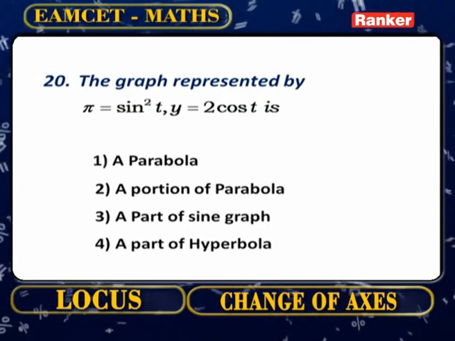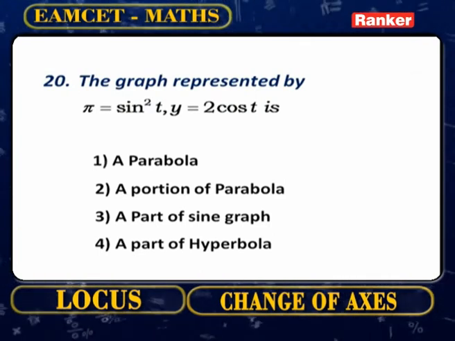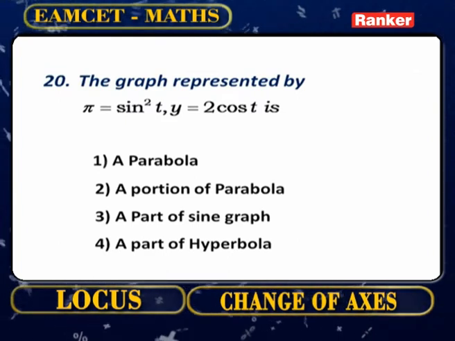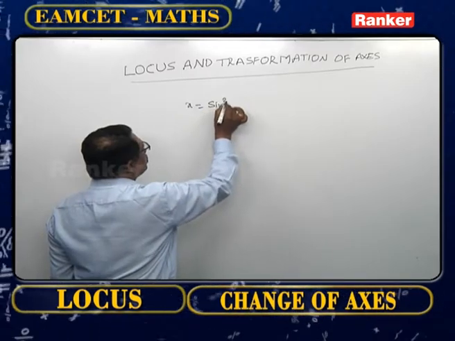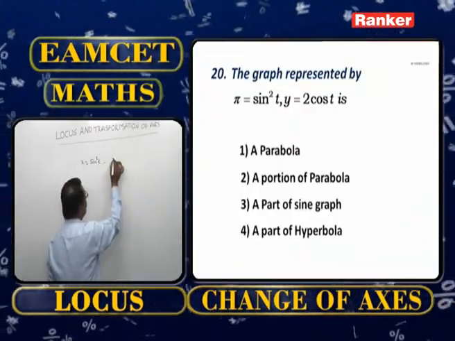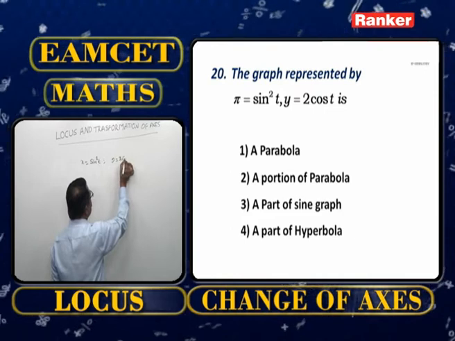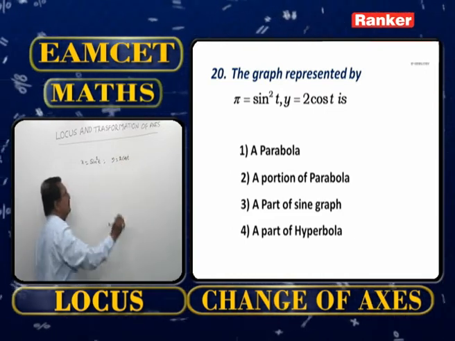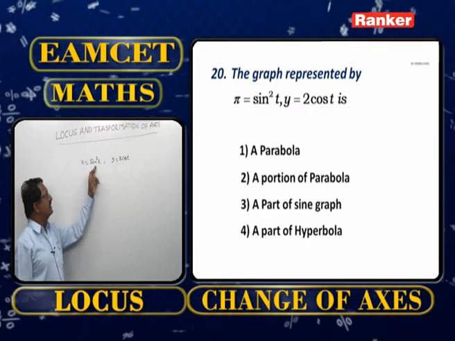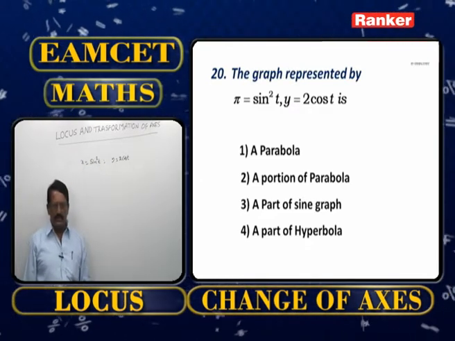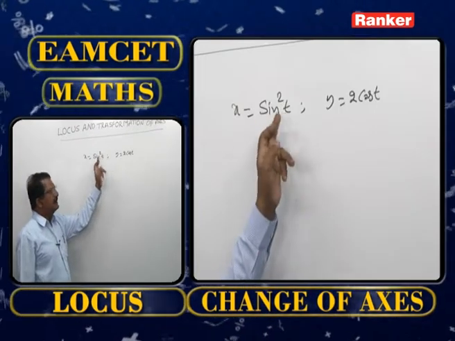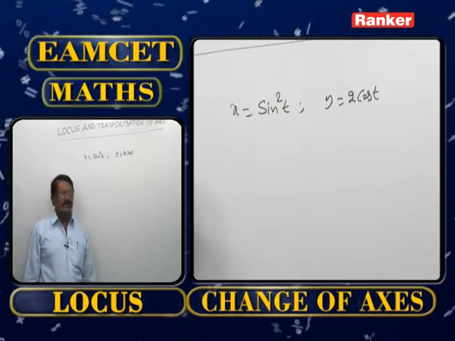The graph represented by x equals sin square t, y equals 2 cos t. Now from the given two equations, by eliminating t, we get the equation.